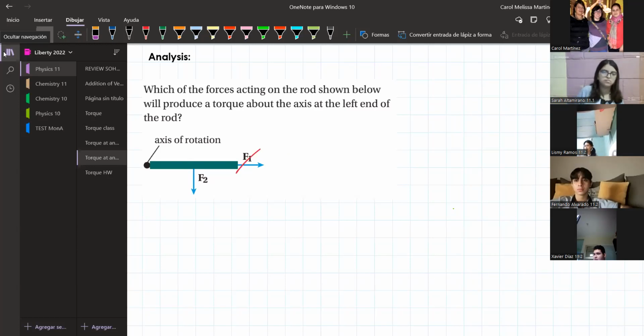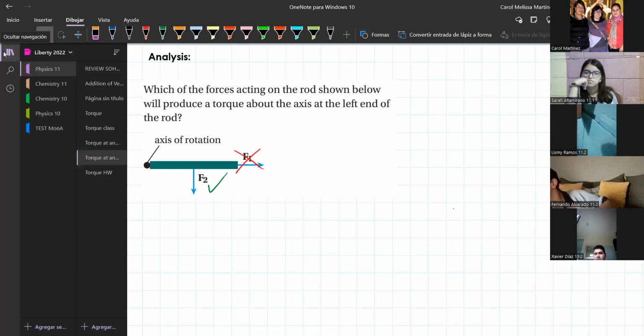So this one is not going to cause rotation. This one will do it, okay? I'm going to send you an activity where you have to do this kind of analysis about telling the forces that will actually cause rotation and ignoring those that are not going to. That's very important, honestly.